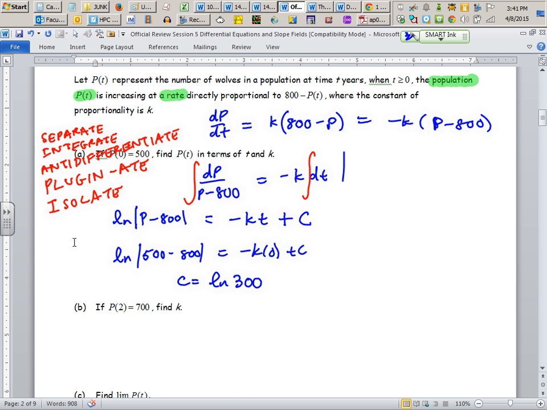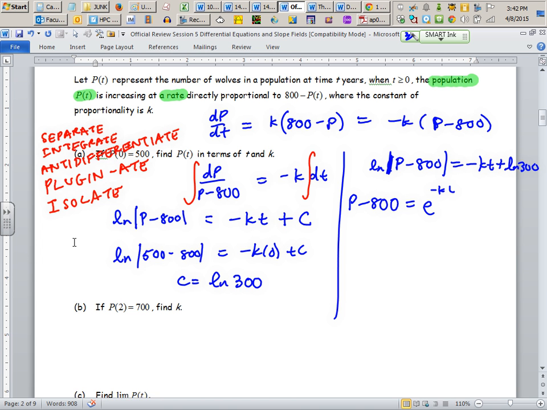Okay, so now we know our particular solution was ln p minus 800. And this used to say negative kt plus c, but we now know it's ln 300. So we don't need to be ambiguous about c anymore. Now it's time to isolate p. So we'll exponentiate both sides. P minus 800 equals e to the negative kt plus ln 300. And then we'll add the 800 over.